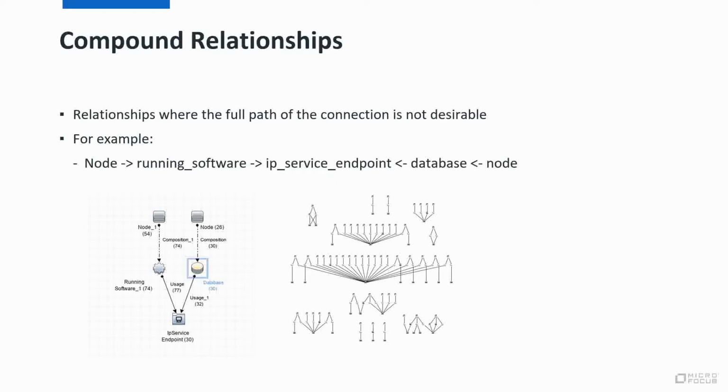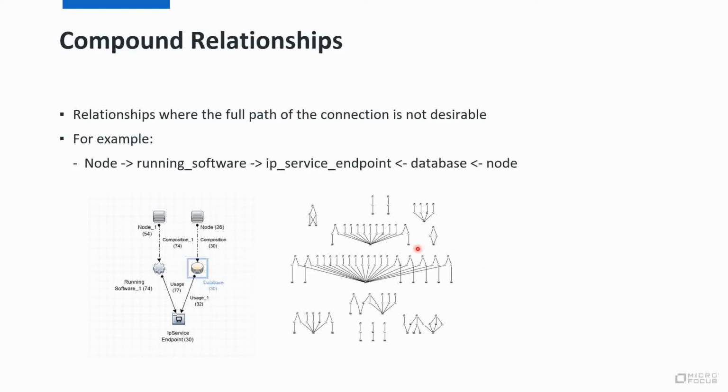All right, there are also compound relationships. This is not a virtual join, this is a compound. It's the one right below that. And that is a relationship where the full connection path between the CIs might not be desirable, usually because it makes the map super messy.